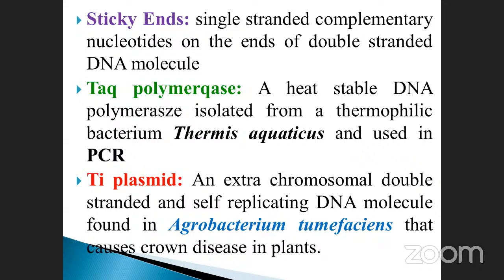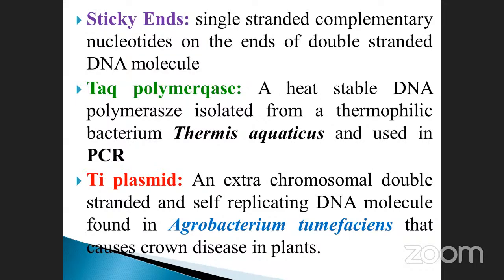The next one is a very, very important enzyme, Taq polymerase. Here, note the spelling: Taq polymerase. What is the meaning of Taq polymerase? This is indicated as one of the bacteria, whose name is Thermus aquaticus. It takes the first letter of the genus name and two letters from the species name: Taq, T-A-Q.